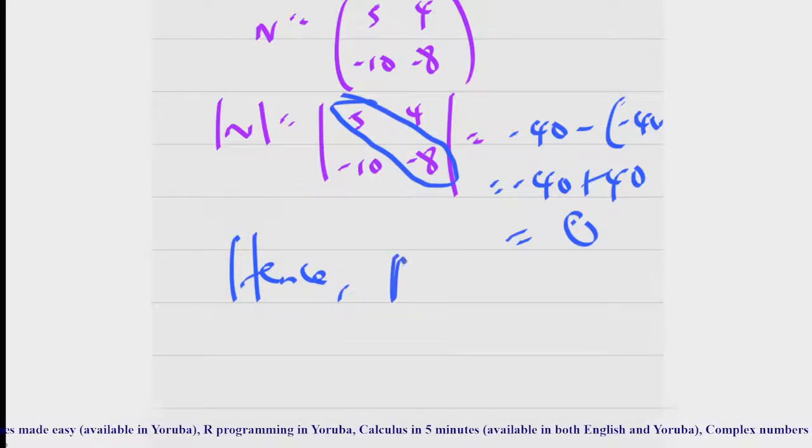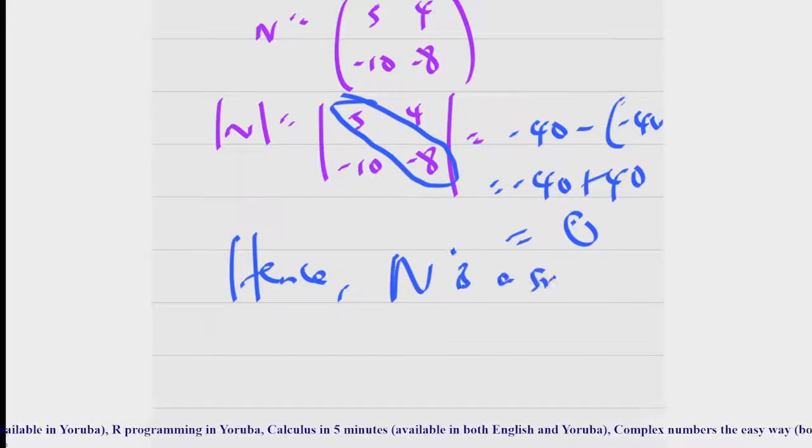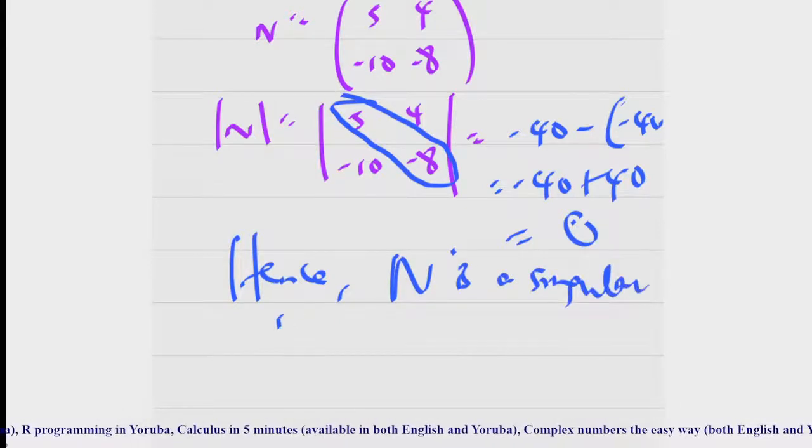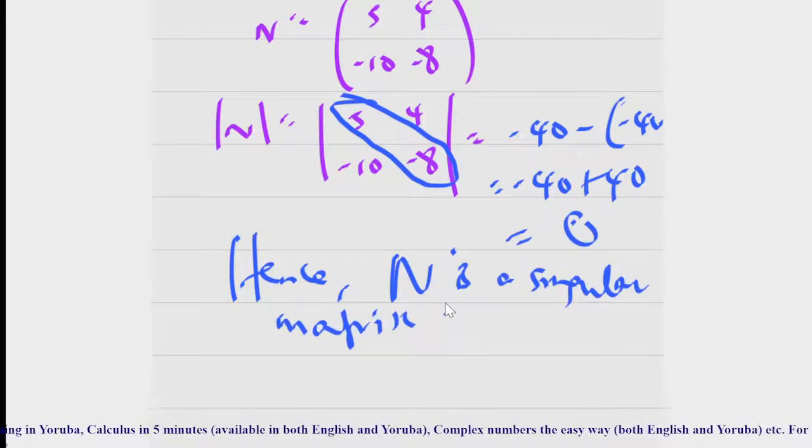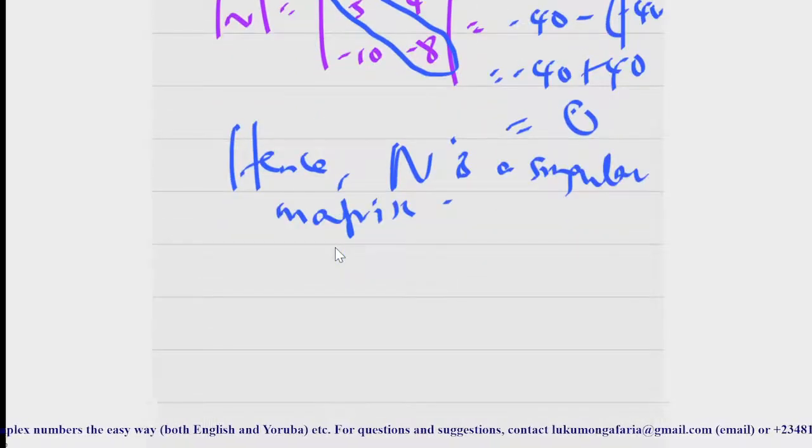Is singular. Hence, N is a singular matrix. Can you see it is very simple? So M is a singular matrix. If that is clear, let me also give you another example so that you understand it clearly.